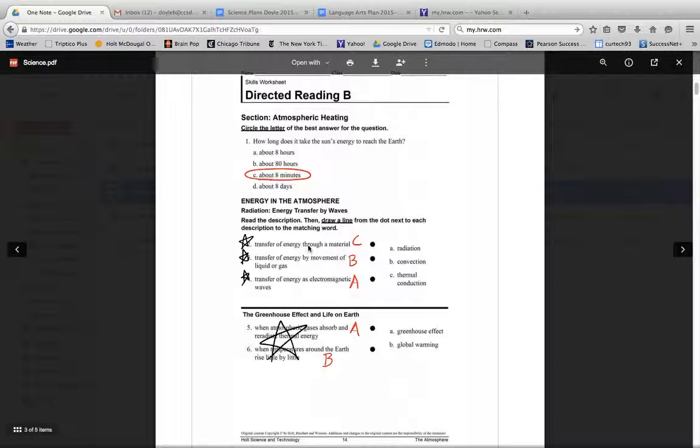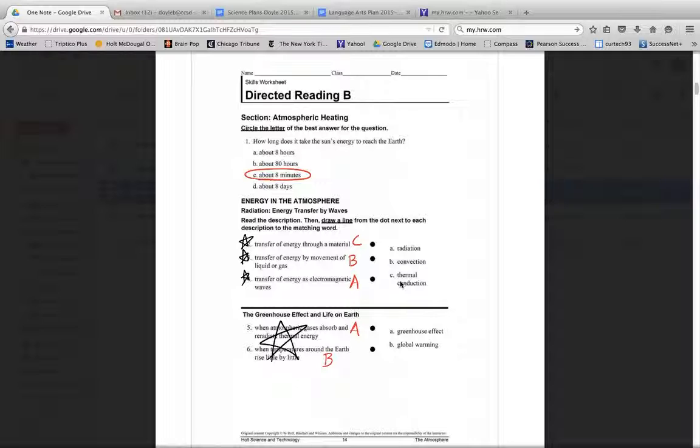Number two, the transfer of energy through a material is C, thermal conduction. Sometimes we just say conduction instead of thermal conduction. But conduction is when two objects are touching and heat goes from the hotter to the colder object. So for example, if there's a pot on a hot stove, heat is traveling from the hot stove directly into the pot, and the two solid objects are touching. Okay, so that's conduction.